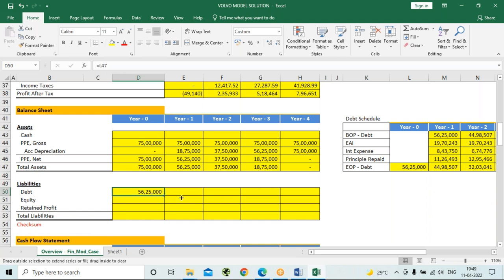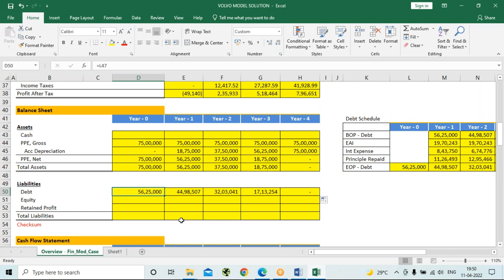So we were paying some installments. Based on that installment, in the fourth year we cleared all the value. So if you observe, the EOP debt value from the debt schedule has been connected to the debt under the liabilities. In case you don't calculate it with the debt schedule value, then you can take the same value, or divide it into a particular percentage value and clear the debt.